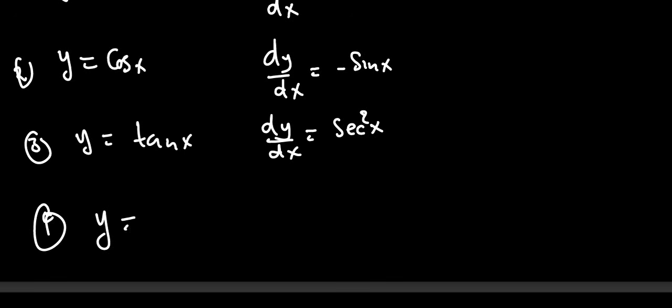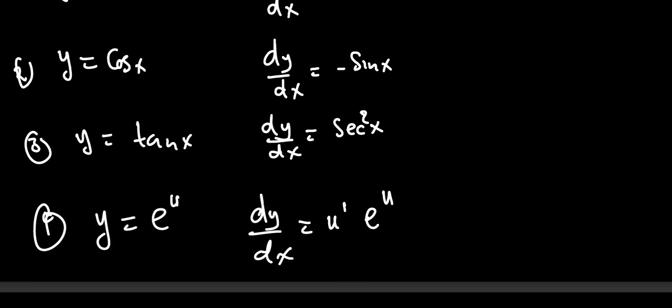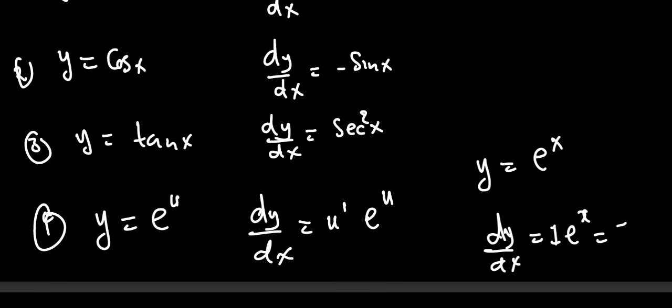Then if you have y is equal to e to the power u, the derivative of this is just u prime, then e to the power u. No wonder we say y is equal to e to the x, the derivative is the same thing because the derivative of x is 1. So no wonder we just write like this, which is the same as e to the power x.